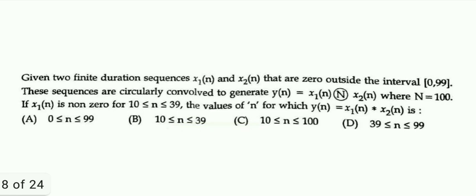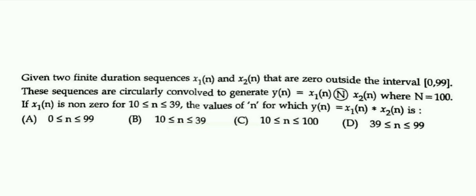Next one: given two finite duration sequences x1 of n and x2 of n that are 0 outside the interval 0 to 99. The sequences are circularly convolved to generate y of n, where N is equal to 100. If x1 of n is non-zero for n from 10 to 39, for which values of n is y of n equal to x1 of n linearly convolved with x2 of n?